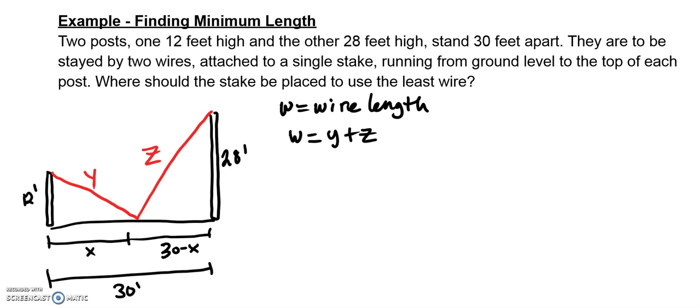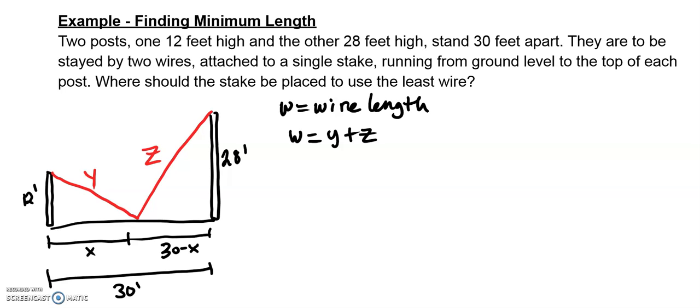So here is a picture of my problem. You have a 12-foot post and a 28-foot post, and you're throwing a wire down between them onto the ground somewhere. And the whole goal is to minimize the amount of wire that you have to use, because this wire is made of pure gold, and you don't want to use extra wire if you don't have to. And the distance between those posts is 30 feet. So we have it set up like this.